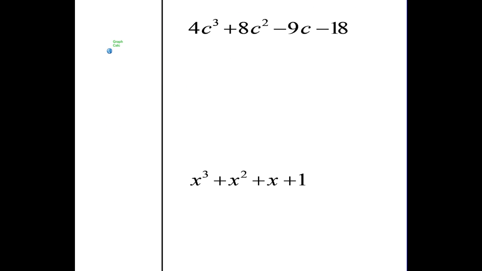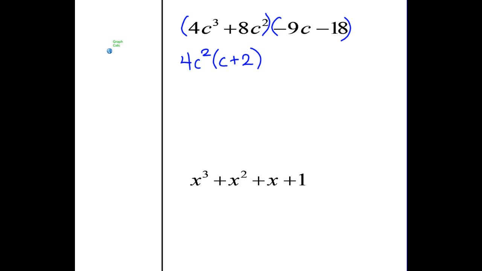See if we can do the same kind of thing. So again, factoring by grouping, let's look at each piece of these separately. So I'm going to take pairs. What can I take out of 4c cubed plus 8c squared? Well, I can pull out a 4c squared from each of those, leaving c plus 2.